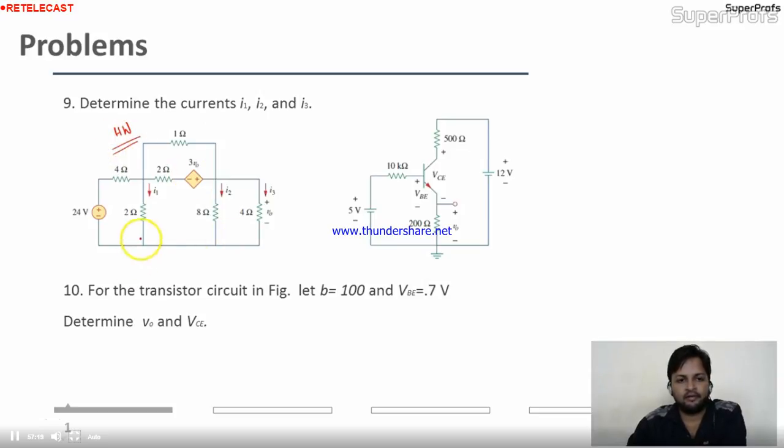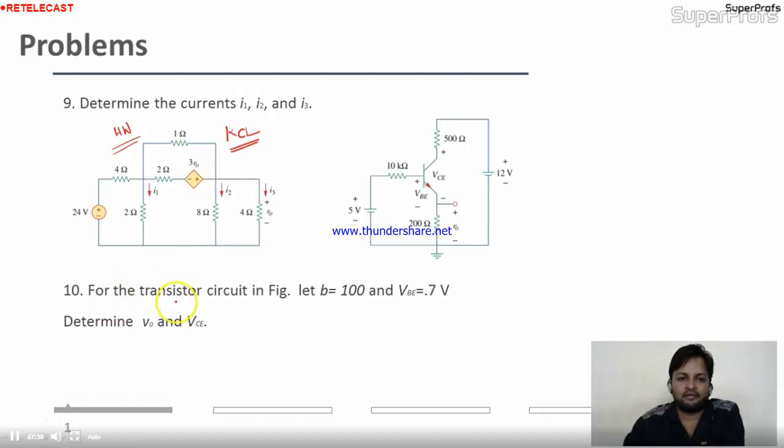Find this out. You can apply KCL over here, nodal analysis. By nodal analysis, you can easily do it. The question is asking for I1, I2 and I3, and I1, I2 and I3 are given with directions.